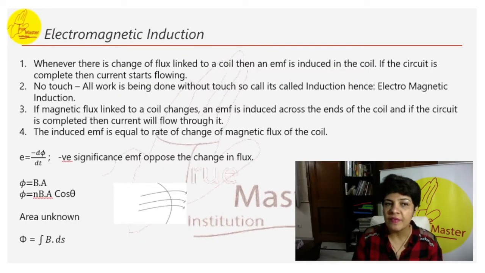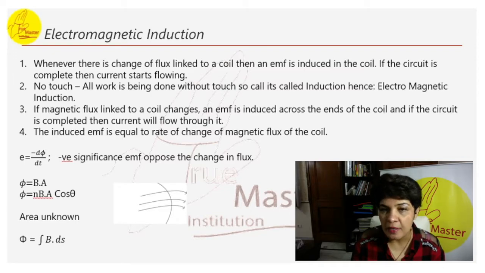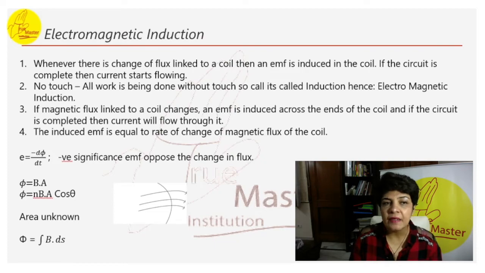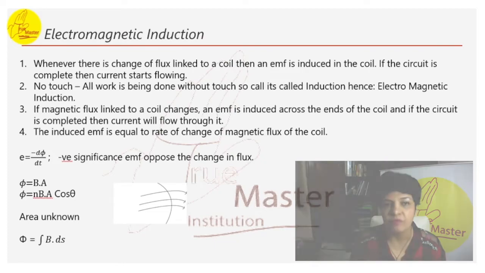Our learning from the previous experiment of Faraday's: whenever there is a change of flux linked to the coil, an EMF is induced in the coil. If the circuit is complete, then current in the galvanometer can be seen. Explaining the term electromagnetic induction first.